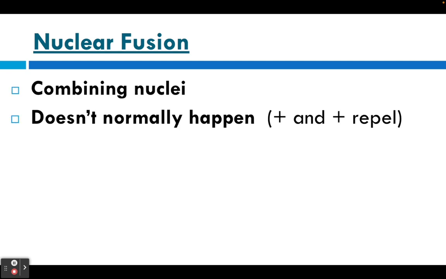So you're combining nuclei. This doesn't normally happen because positives repel each other. Two positives repel each other. So you have a positive nucleus, you have another positive nucleus, and you're trying to put those together. That's hard to do. It doesn't normally happen.